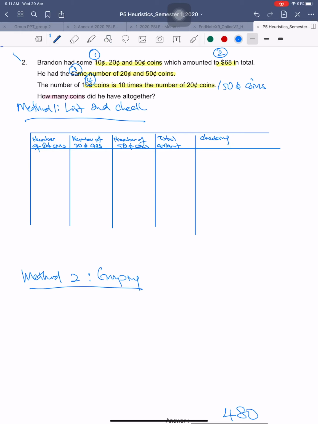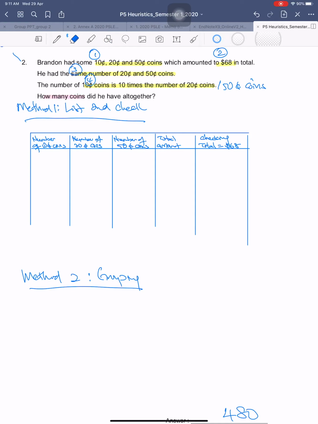As I told you just now, if you are using list and check, you must in the last column tell the marker what you are checking. In this case, you are checking whether the total is $68. This you must write down, so that you are able to get the method mark even though your answer is wrong. Okay, so that's it.